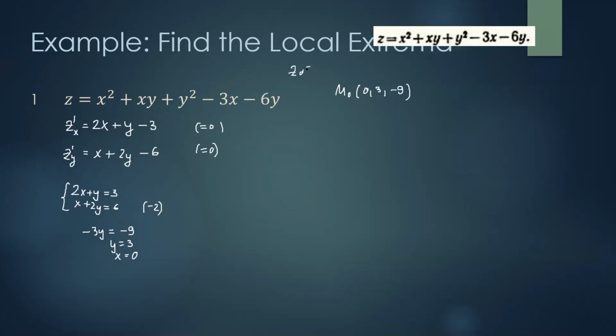So Z0 is, of course, Z of 0, 3. So that's how we found this third coordinate of the point on the graph.